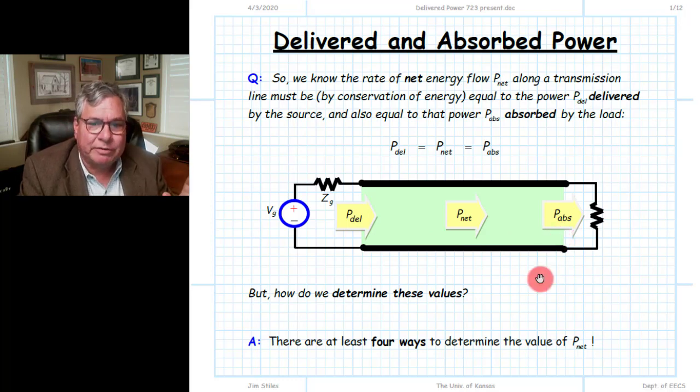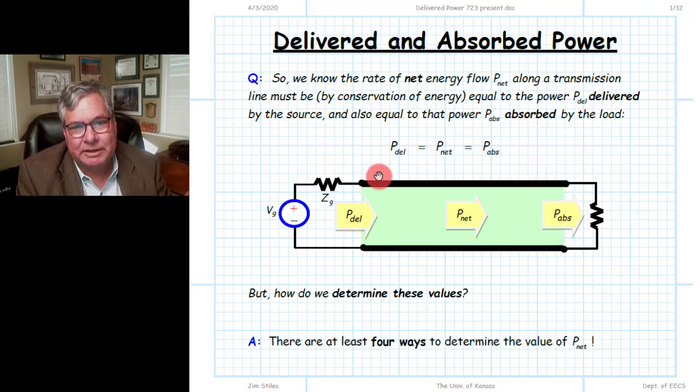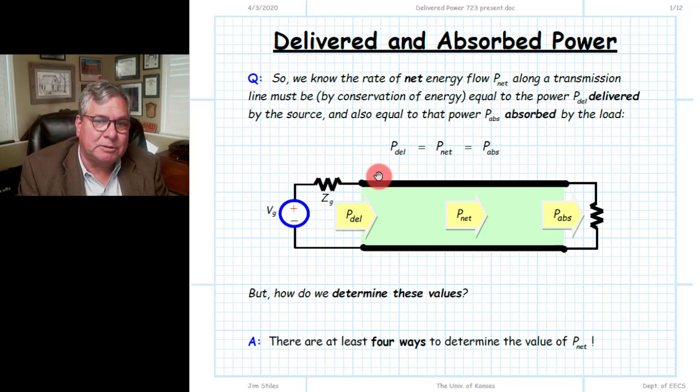The question we're left with, though, is how do we numerically determine these values, given some transmission line with a specific characteristic impedance and electrical length, given a specific load and a specific source? How can we determine the rate at which energy is flowing along this transmission line? And that's what we hope to determine in this unit.